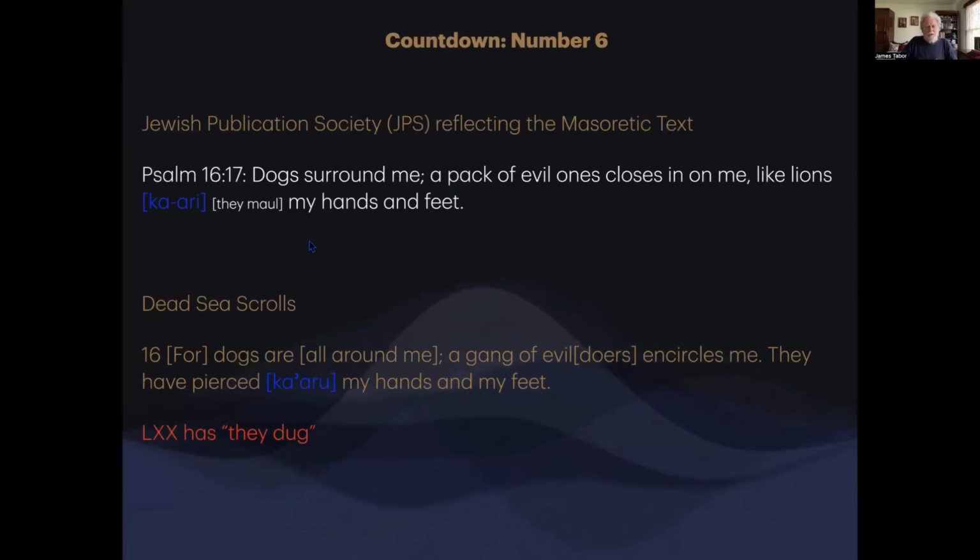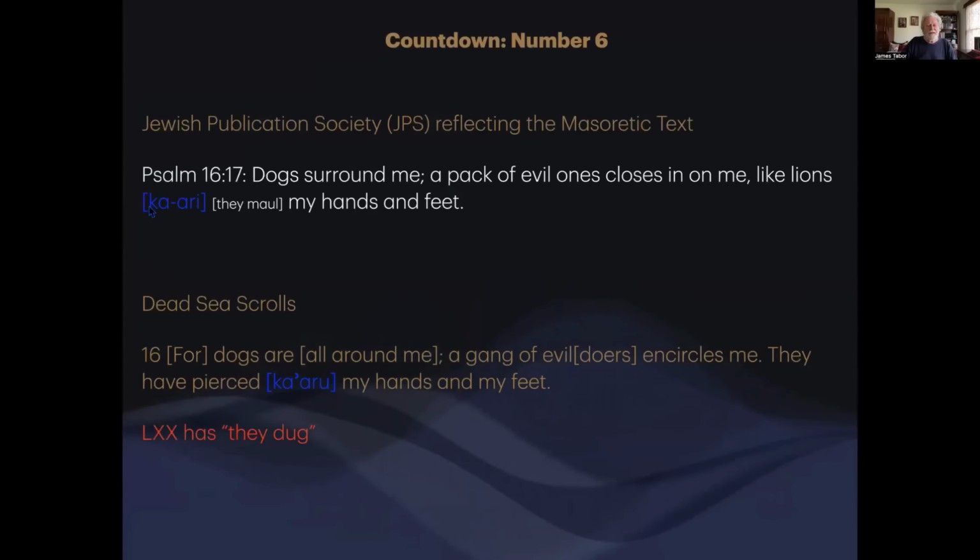Dogs surround me. A pack of evil ones closes in on me. Like lions, my hands and feet. Something's missing. But that's what the Hebrew text says. That was probably changed. Ka'ari means as a lion or lions. It can be plural. Ka'ari, as lions.